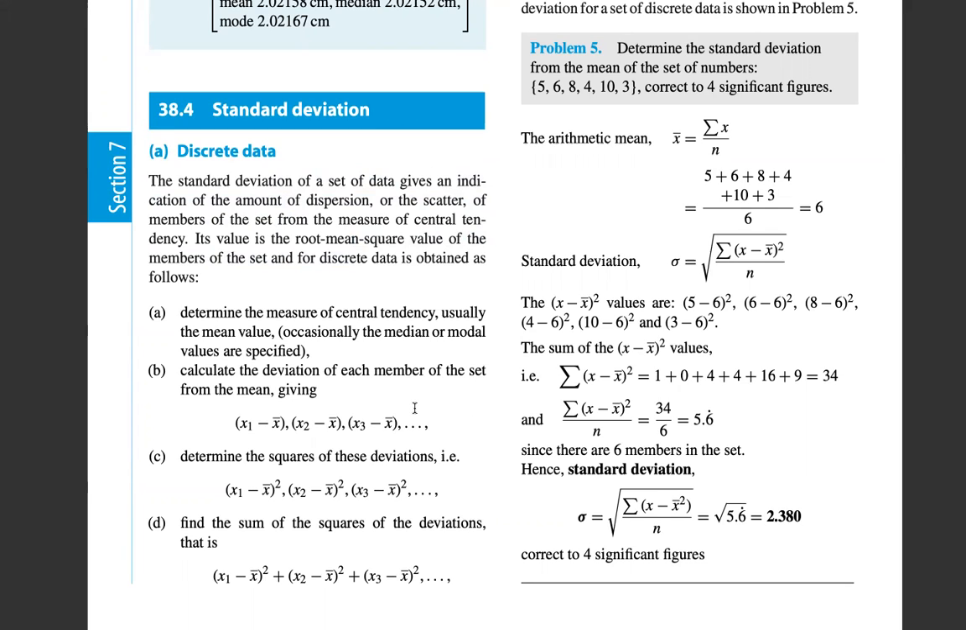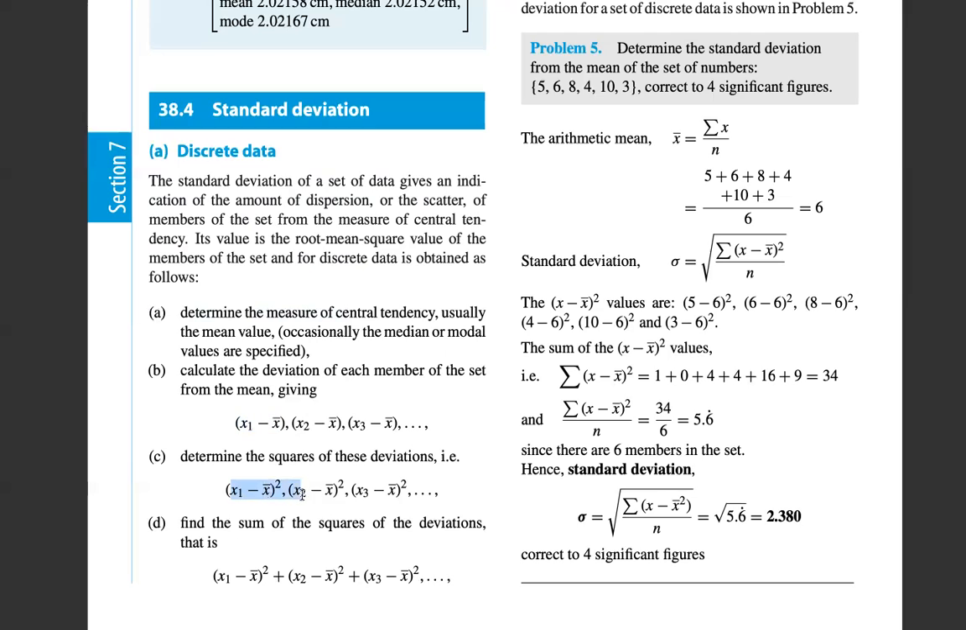So this is how it's obtained. Determine the measure of the central tendency, what the mean value is. So you have to find the mean first. Okay, that's part A. Part B, calculate the deviation of each member from the mean. So if you have x1, x2, x3 as your data points, what is the deviation for each data point? Calculate those values, right? You have a finite number of values, so that shouldn't be too hard.